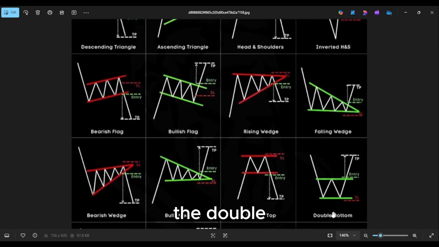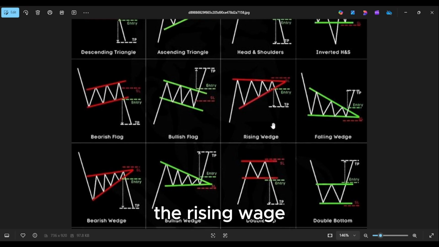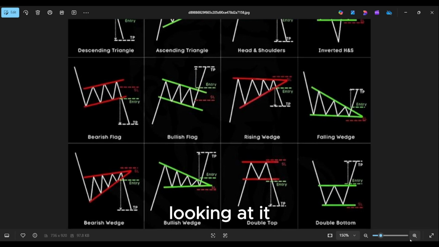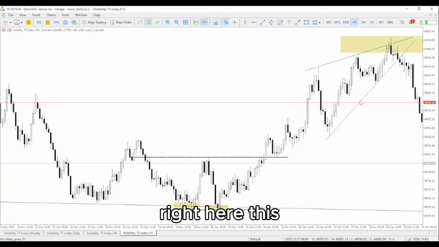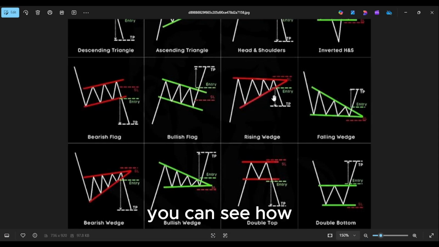You can see where we got the double bottom pattern right here, the first leg and the second leg. This is it, you can see it right here. So this is the rising wedge. You can see this rising wedge also. This is the pattern I'm talking about, the rising wedge. You can see how the pattern was formed: it gets tighter and then it broke out.